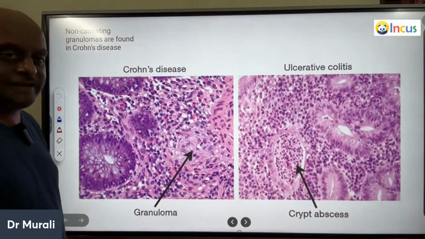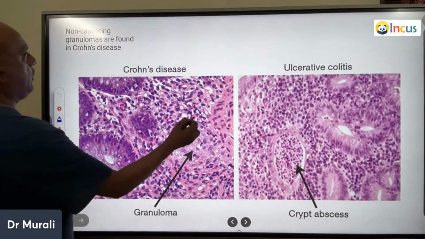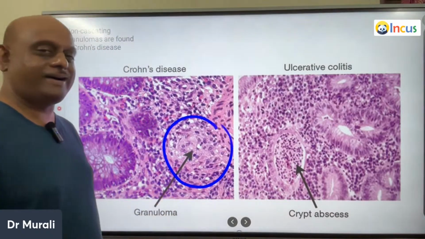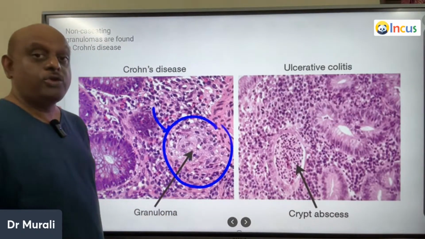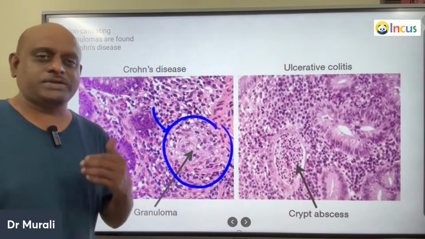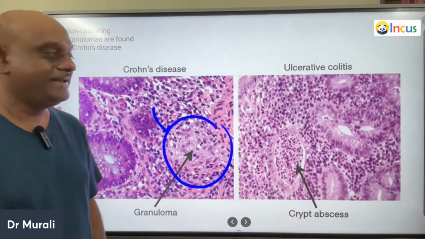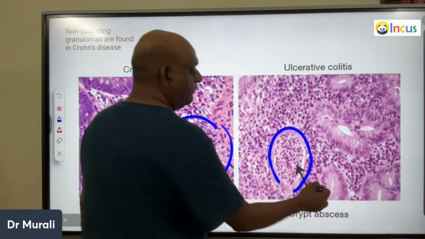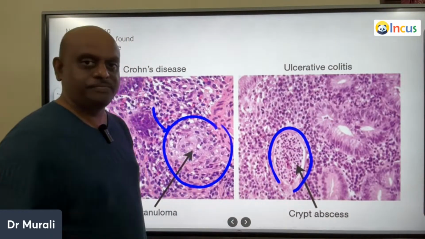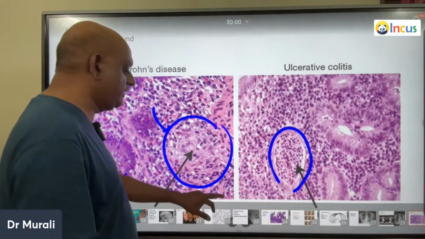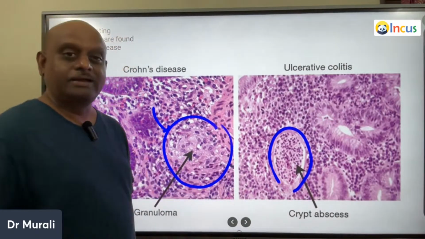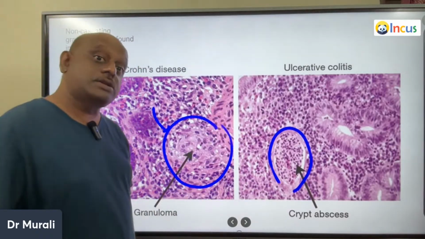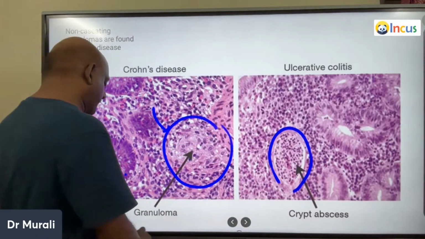Then this is Crohn's disease. In Crohn's disease, what do you find? Non-caseating granuloma. You are able to see, right? Non-caseating granulomas are the hallmark of Crohn's. Whereas in ulcerative colitis, what do you see? You find a lot of localized infiltration with leukocytes, which are called crypt abscesses, are the classical feature of ulcerative colitis is what you should remember.